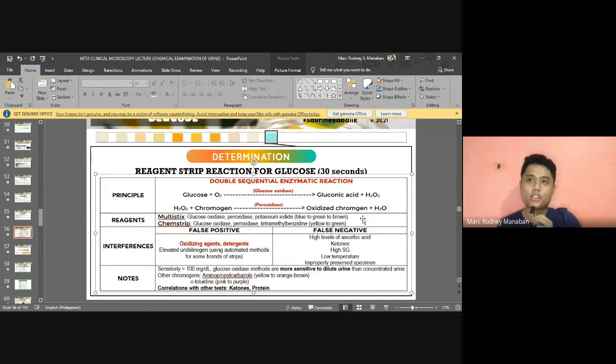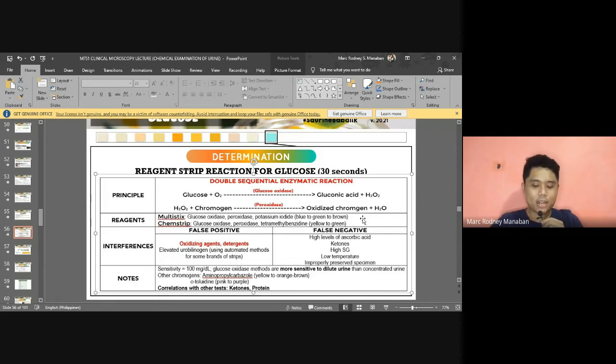Okay. Ketones, of course, can override or decrease the sensitivity, but this is rare because usually, di ba, large numbers of ketones are detected if impaired ang carbohydrate metabolism, as in diabetes mellitus. Generally, in DM, high levels man po ng glucose, so ma-detect kagaya po ng glucose. So, medyo rare lang siya. High SG can decrease sensitivity, low temperature, of course, and improperly preserved specimen. In improperly preserved specimen, bacteria will utilize the glucose, which can lead to decreased concentrations.